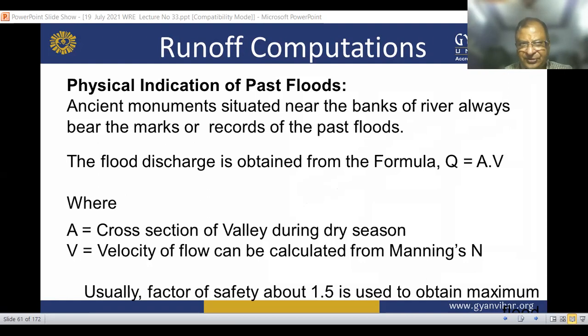Now runoff computation. Physical indications of past floods: sand monuments situated near the bank of a river always bear the mark to record the past flood, and the flood discharge is obtained from the formula discharge equals A into V, where A is the cross section of the valley during dry season, and V is the velocity of flow, which can be calculated from the Manning formula. Usually a factor of safety of about 1.5 is used to obtain the maximum.